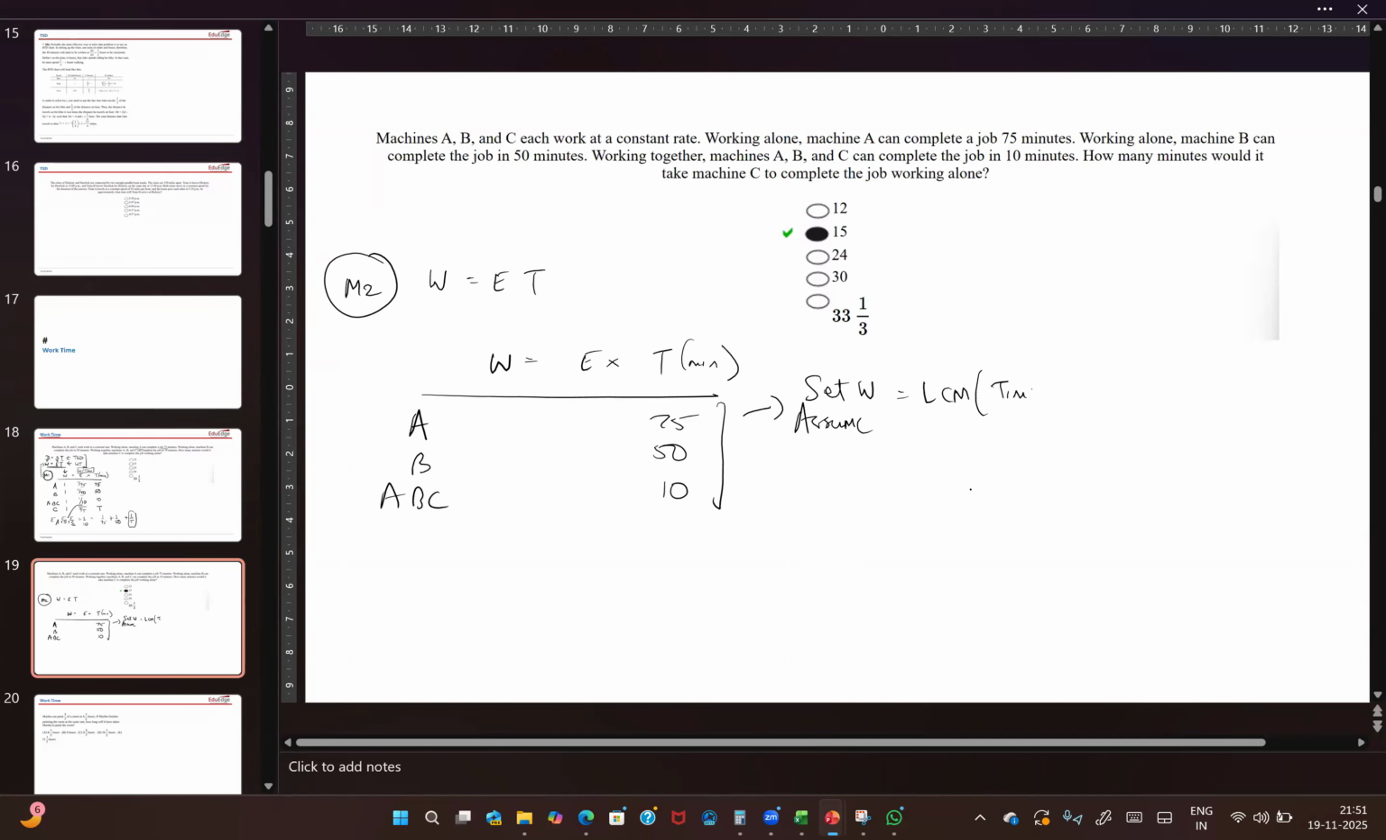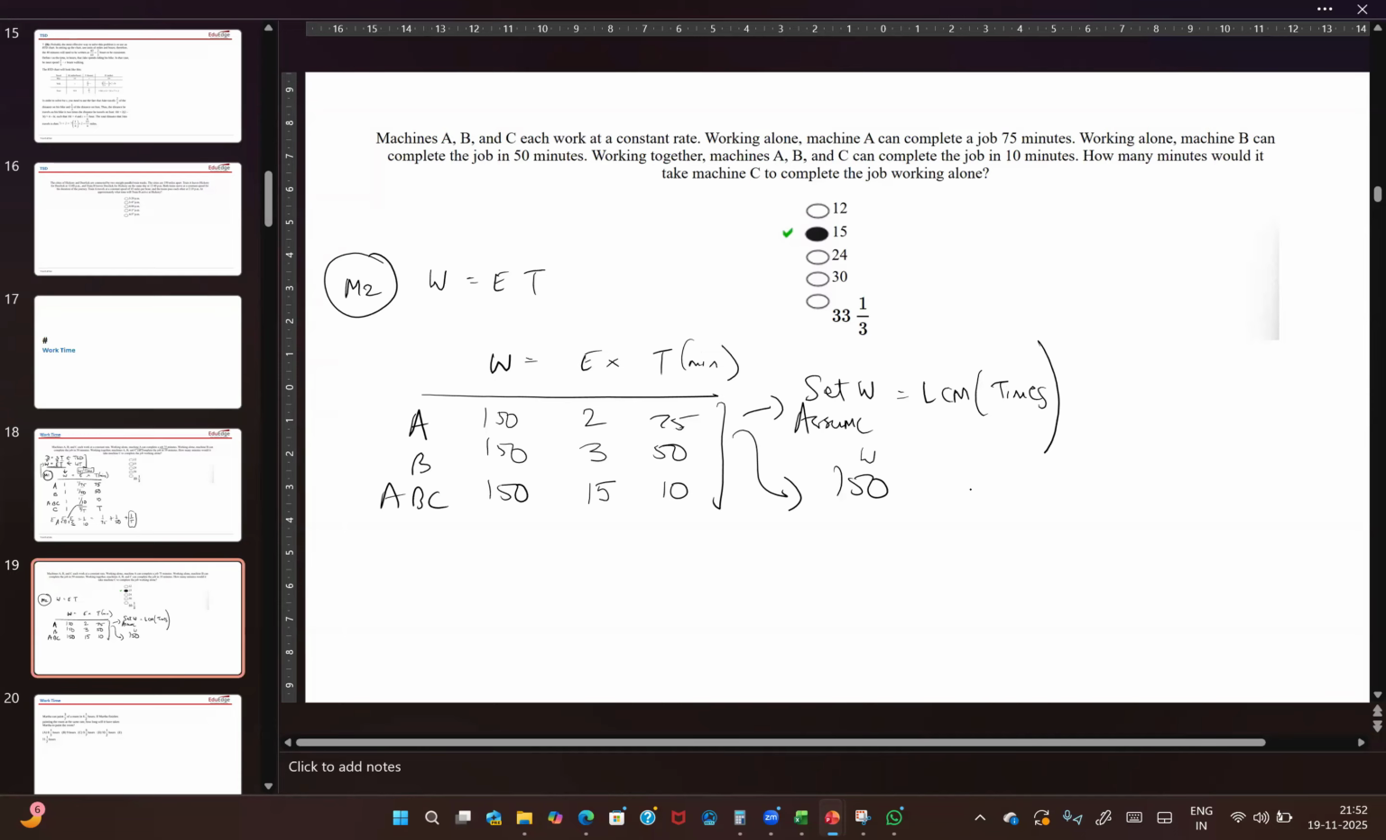Oh, that one. Okay. Yeah, which means here I can assume W to be 150. LCM, or you can take a convenient multiple. So I'm taking 150, work is 150. So let me write 150 each. So if 150 is the work and time is 75, can I say efficiency is 2? 150 by 75. Similarly, here it's 3 and here it's 15.